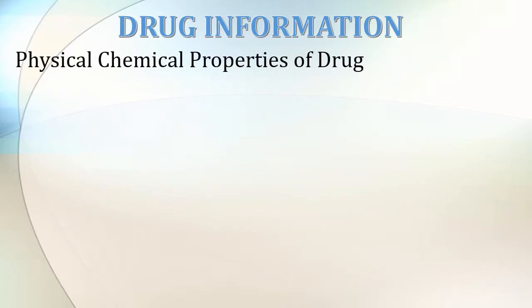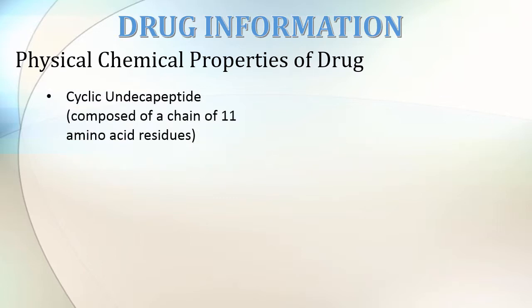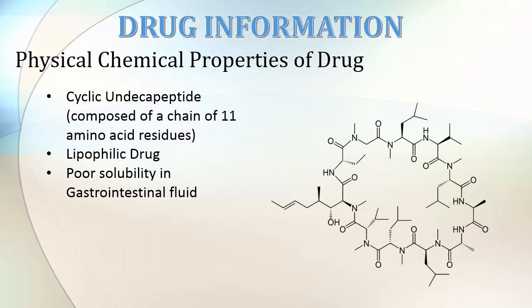So when talking about barriers, we need to talk about the physical properties of the drug because it plays an important role in its absorption in the body and may prove to be a barrier for oral delivery. Cyclosporin A is a cyclic undecapeptide composed of a chain of 11 amino acids. It's a highly lipophilic drug and it has poor solubility in gastrointestinal fluid. And there's the drug right there.